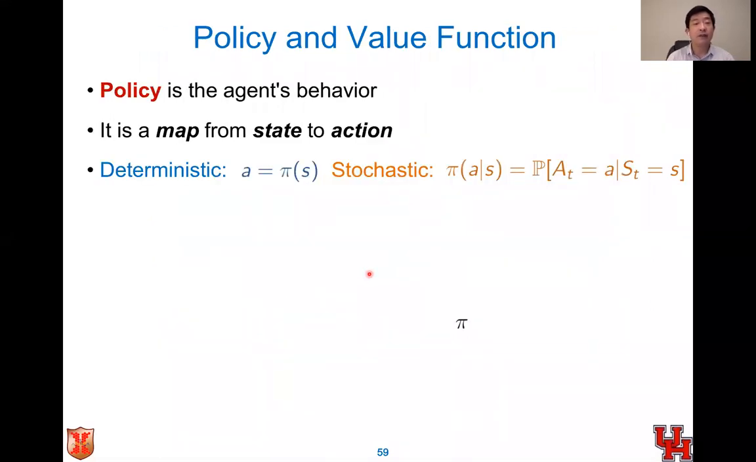And we have the policy. Policy is the agent behavior. It's a map from the state to action. So basically, if I'm in this state, what do I need to do? This looks like a protocol. If you work for a firefighter department, they have a protocol. Under this case, what do I do? Under that case, what do I do? This is called policy based.